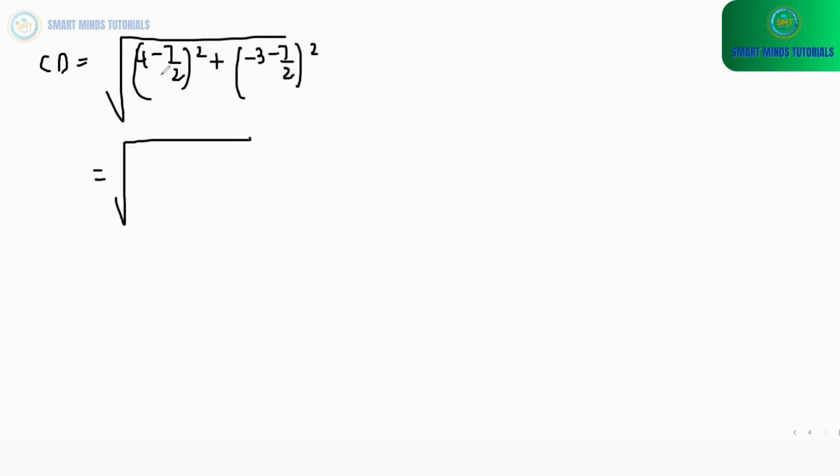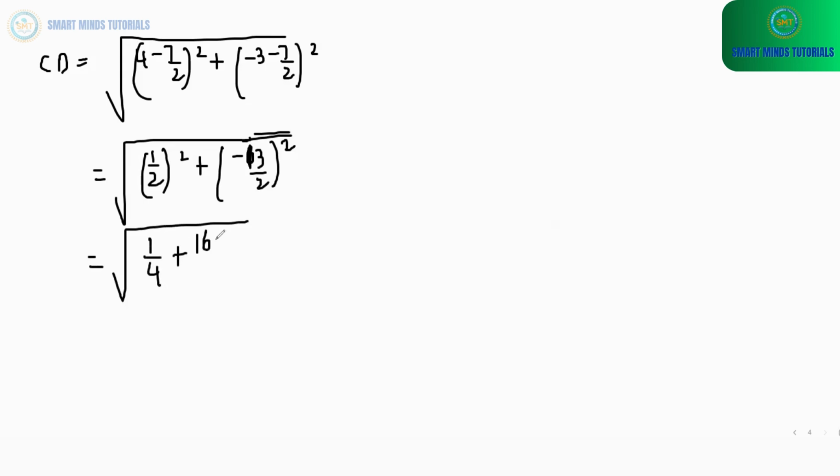CD is root over (4 minus 7 by 2) whole square plus (minus 3 minus 7 by 2) whole square. Now you need to cross multiply. 2 4s are 8, 8 minus 7 is 1 by 2 whole square, plus minus 3 into 2 is minus 6, minus 6 minus 7 is minus 13 by 2 whole square. So that is equal to root over 1 by 4 plus 169 by 4. This is again coming out to be root 170 by 2.